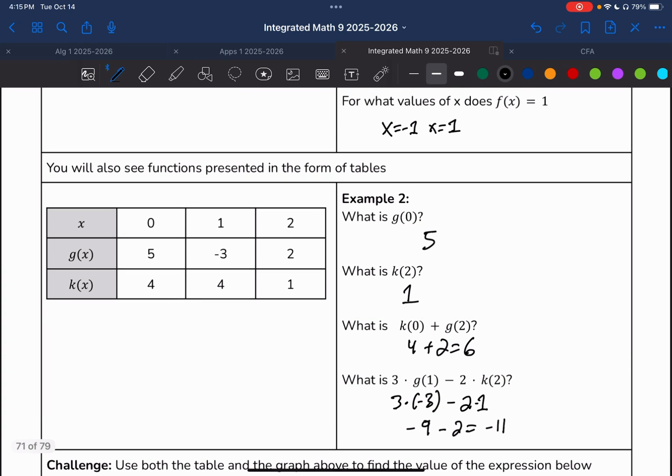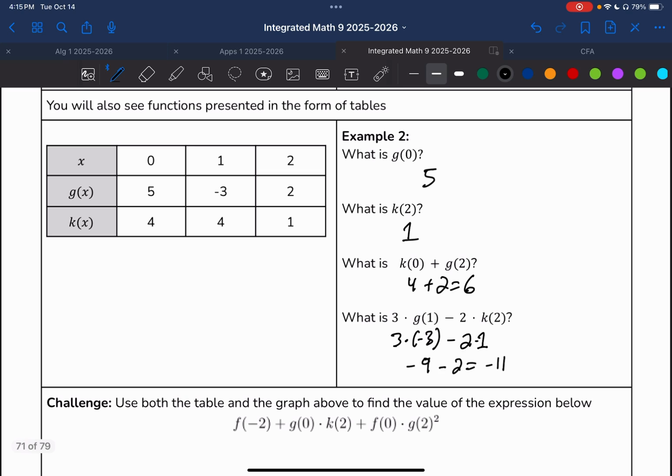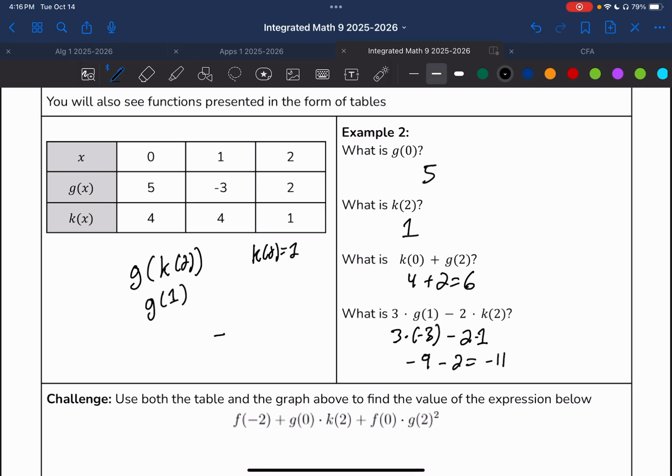And here I want to add something that we can also do composition of functions with stuff like this. So I can also say, what is g of k of 2? Right? g of k of 2. And that's saying, if I take x as 2 and plug it into k of x, I'm going to get 1. So k of 2 is equal to 1. So that means g of k of 2 must be equal to g of 1, of the value of k of 2. And what is g of 1? Well, g of 1, that is -3.